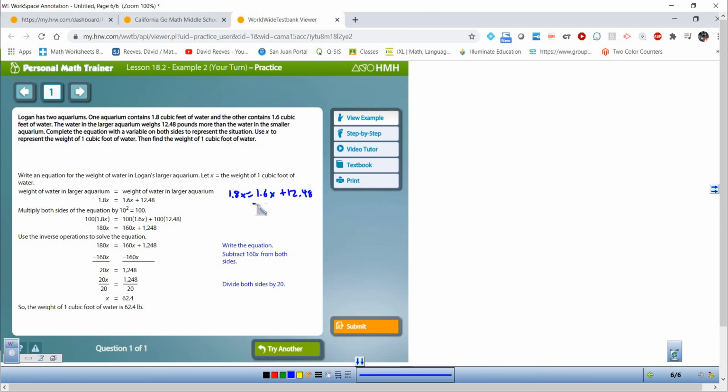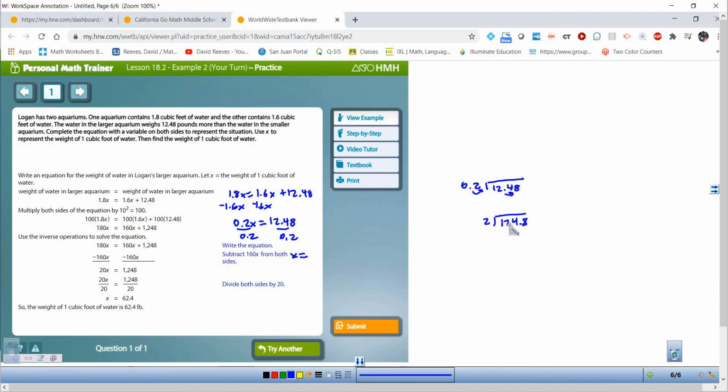I would then simply subtract the smaller decimal term from both sides, right? And then I would get 0.2x is equal to 12.48. And then I would simply divide both sides by 0.2. Okay? And again, the old way of doing it, if you're not using a calculator, which of course, guys, you are welcome to use a calculator, would be to move the decimal once that way and once that way. Really what we're doing is multiplying both of those numbers by 10, which does not change the answer, right?